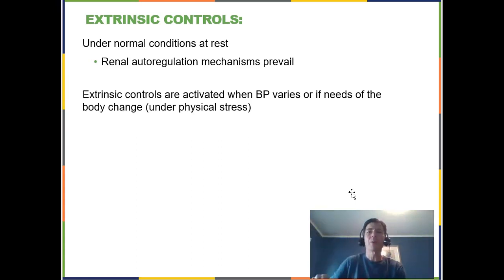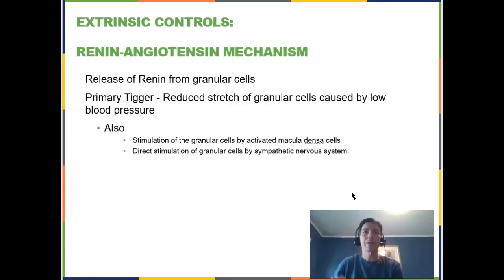And there's nothing important on this slide here. It just sort of sets the stage. Let's go to the next one.